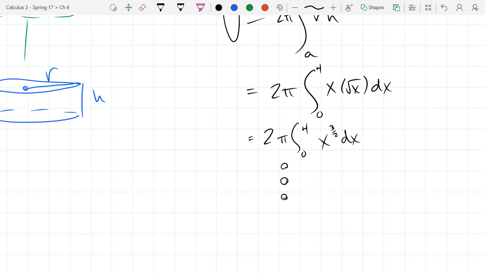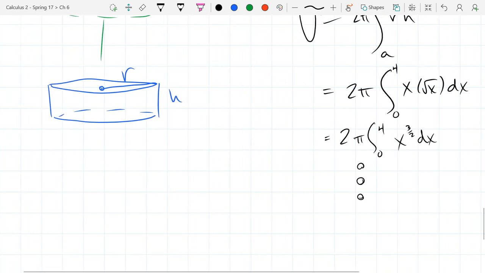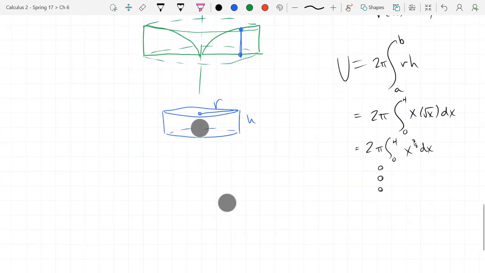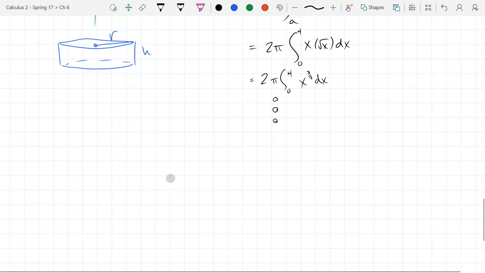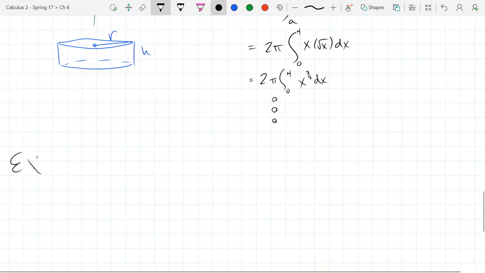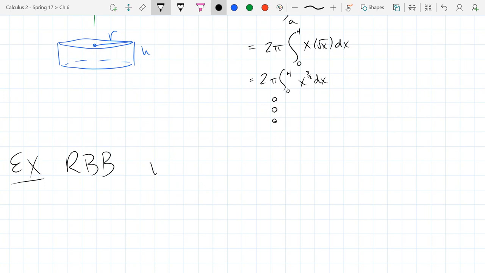Are there times when r is not x? Yeah, definitely. Show us one of those examples. Yeah, let's do one more example. So I have a second. Let's take the same region. So y equals square root x, y equals 0, and x equals 4.